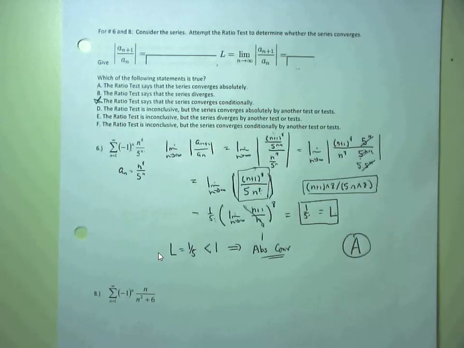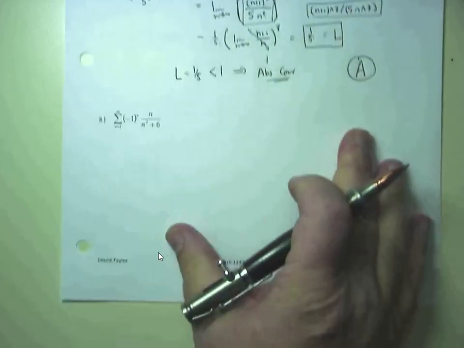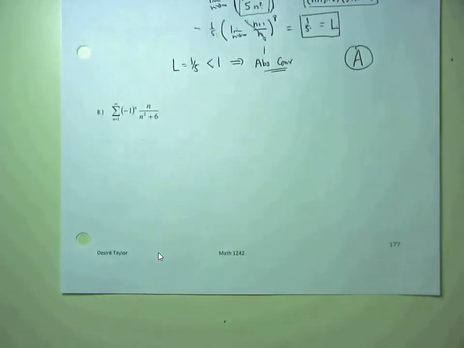Does that make sense? Now, look at this guy over here. Another alternating series. It's the sum as n goes from 1 to infinity of negative 1 to the n times n divided by n squared plus 6. Okay? Got a question for you. Would you ever use a ratio test on this thing? Yes or no? No. Why?